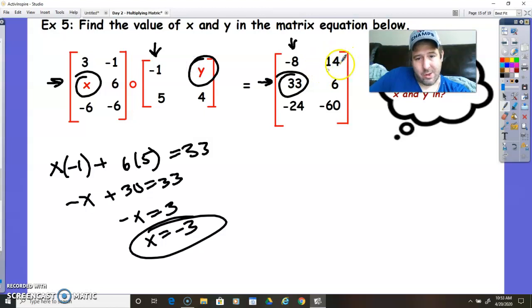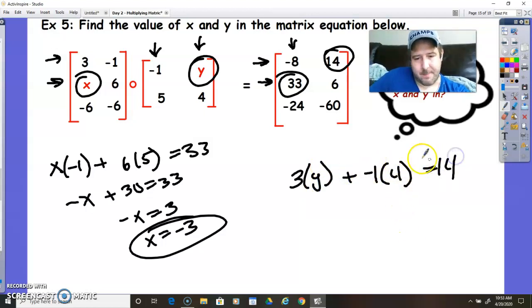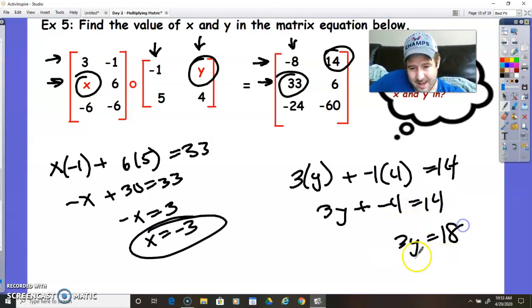Here's y. I can use this element right here, this answer, to find y. So that would be row 1 times column 2. So 3 times y plus -1 times 4 equals 14. So that's 3y plus -4 equals 14. Add 4 to both sides. 3y equals 18, which means y must be 6. And I have 20 seconds left, so I'm going to have to stop right there.